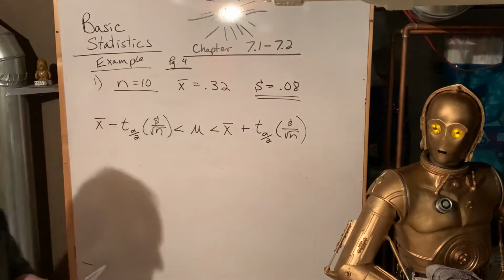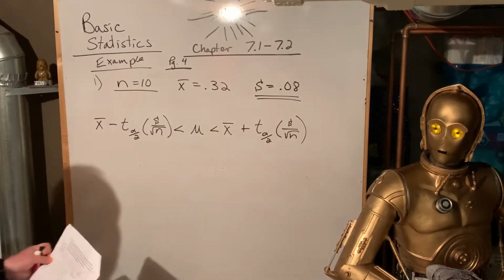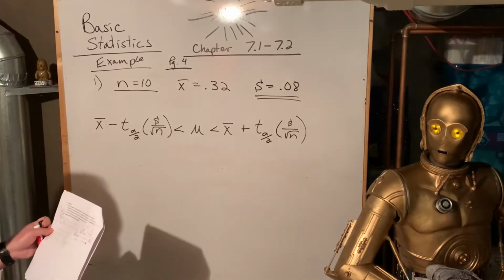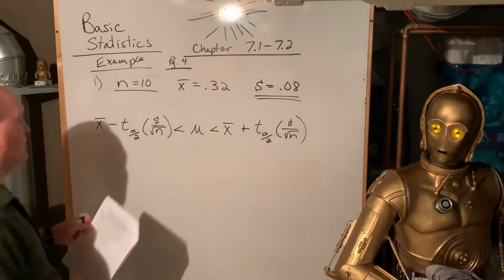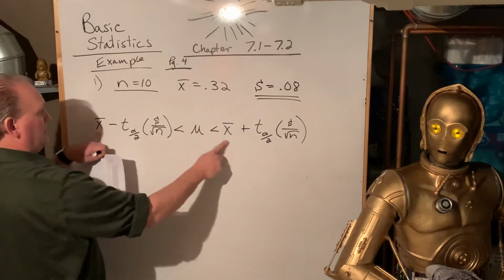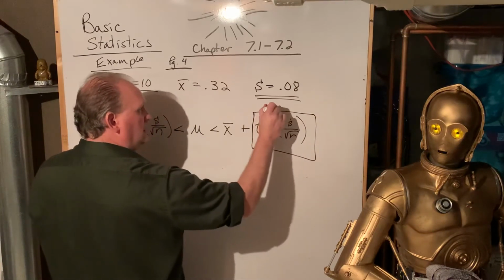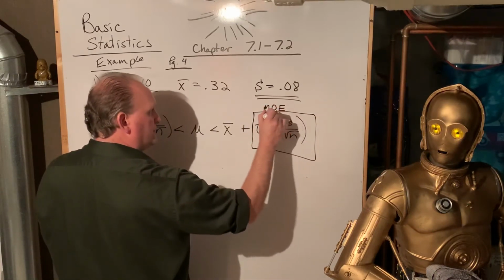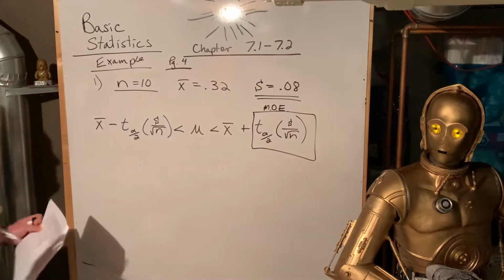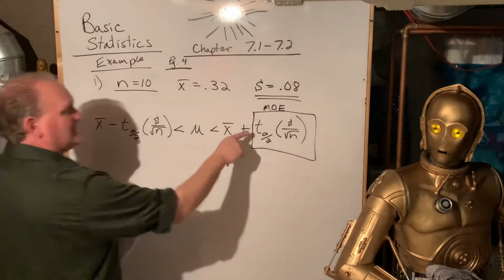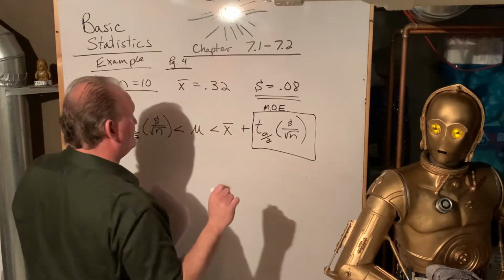We still call it the margin of error, and we're still going to do it almost exactly the same way that we did it before. The 0.32 is going to go here and here. We're going to find this margin of error. That's still the margin of error. But T is looked up a slight bit differently.